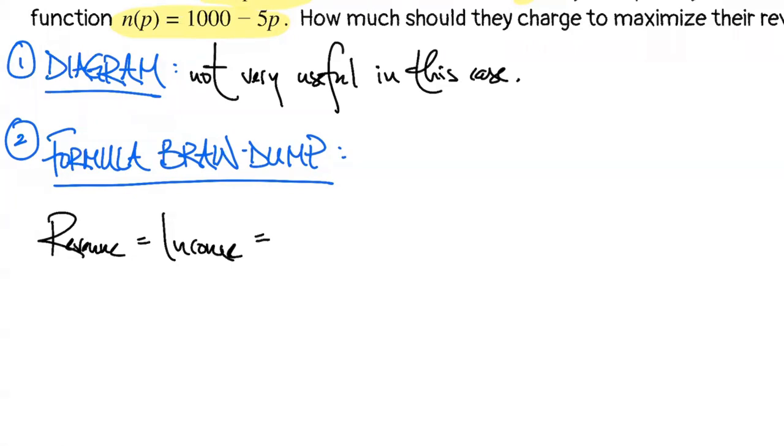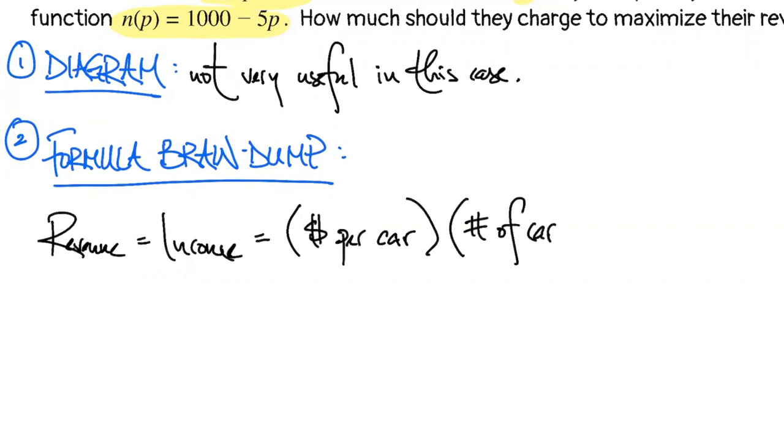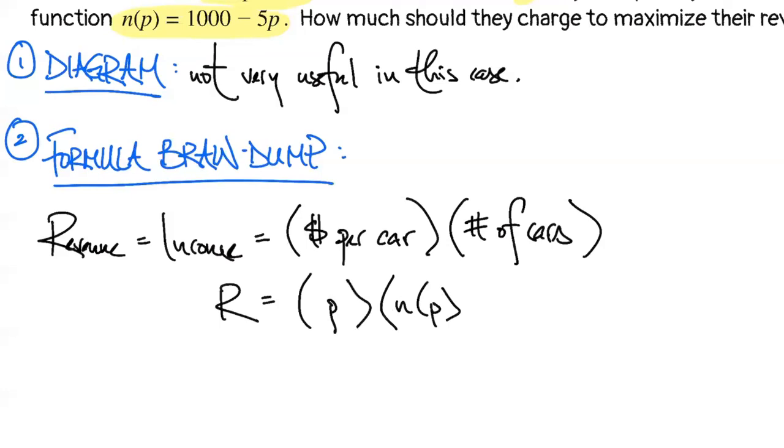Okay, so if we wanted to find out how much they make, then we are going to have to take their price per car and multiply it by the number of cars they rent. And it turns out we have expressions for this. The dollars per car is P, and the number of cars is N of P.